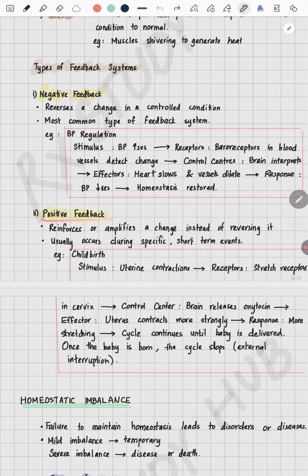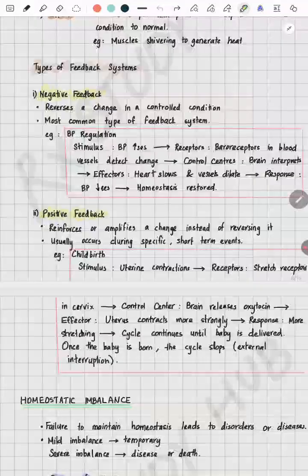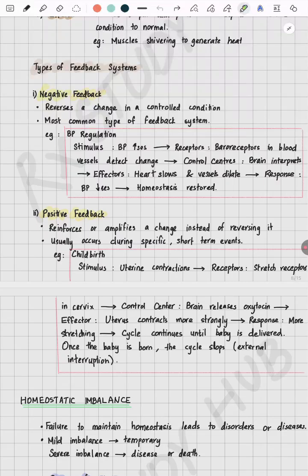A classic example is childbirth. As the baby pushes against the cervix, stretch receptors send a message to the brain, and the brain releases oxytocin, which increases the uterine contractions, causing more stretching, more oxytocin, and stronger contractions. This cycle continues until the baby is delivered, after which the cycle stops.